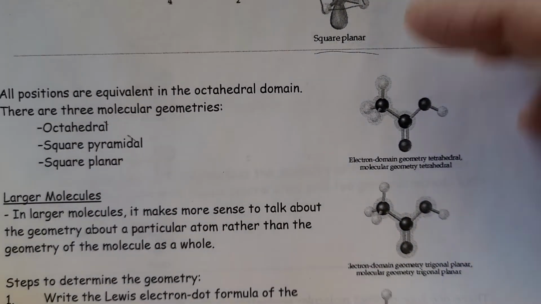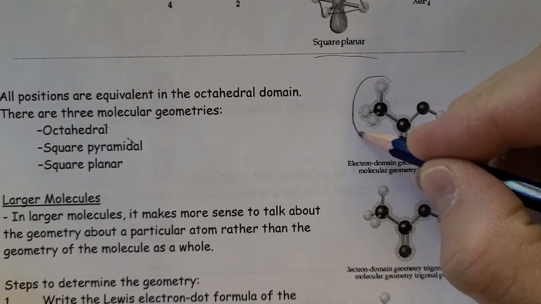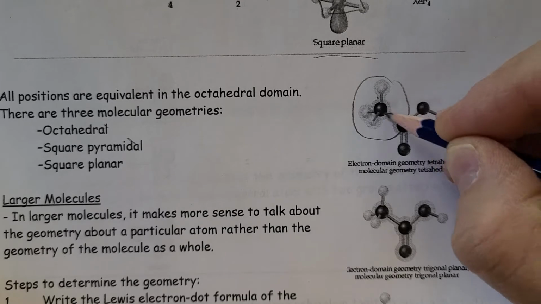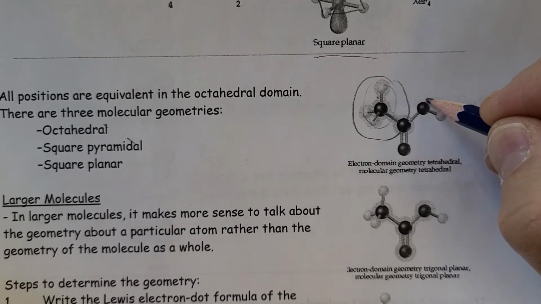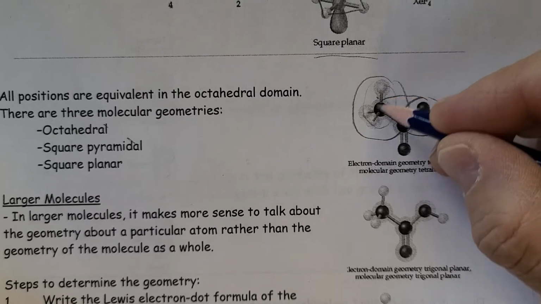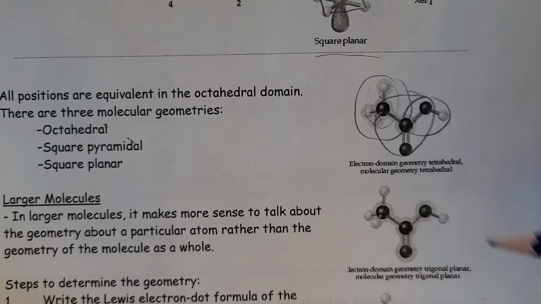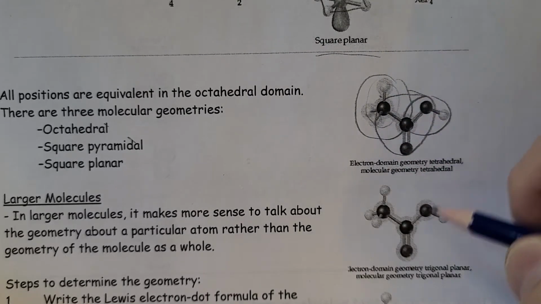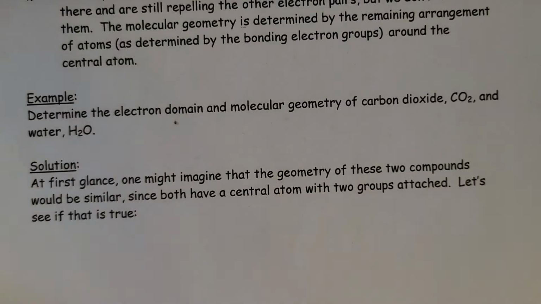If I go back to this page, you can see here that for larger molecules, yes, we can look at certain areas. So there's 1, 2, 3, 4. So we have a tetrahedral shape there. Here we have a bent shape. Here we have a trigonal planar shape. So all these shapes make up larger molecules.